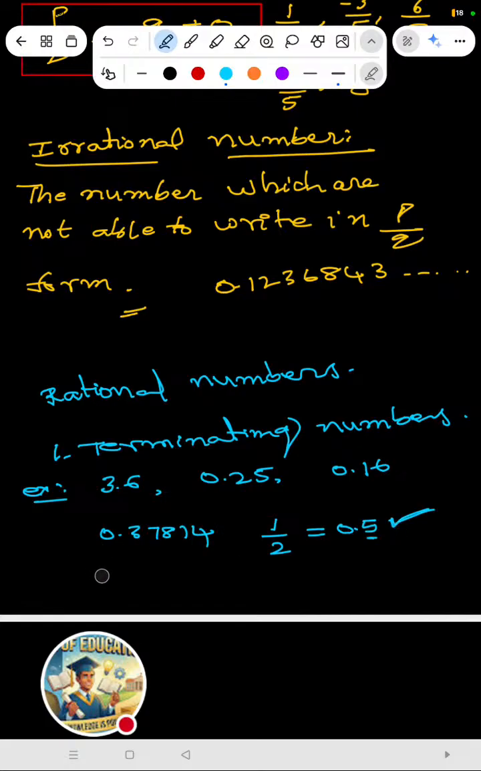We can write 1/5 also. What is the value of 1/5? It is 0.2, so it is also a terminating number. If you write 1/4, what is the value? 0.25. These are terminating numbers.